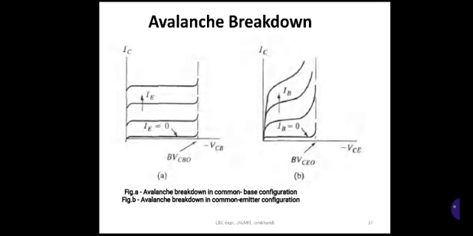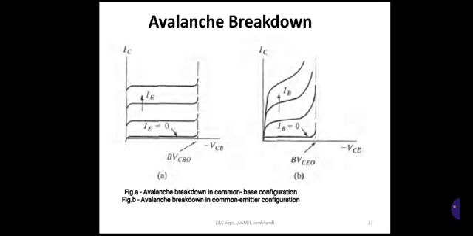Observe figure B. For the common emitter case, however, there is a strong influence of carrier multiplication over a fairly broad range of collector voltage. Further, the breakdown voltage in the common emitter case, indicated as BVCEO, that is the breakdown voltage in the common emitter configuration, is significantly smaller than the other one, BVCBO.